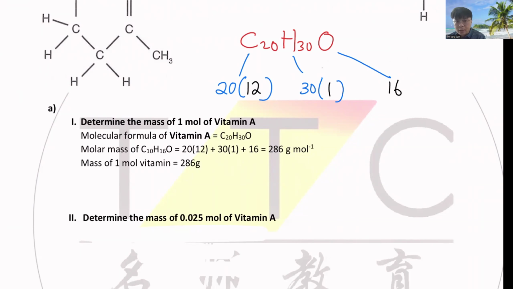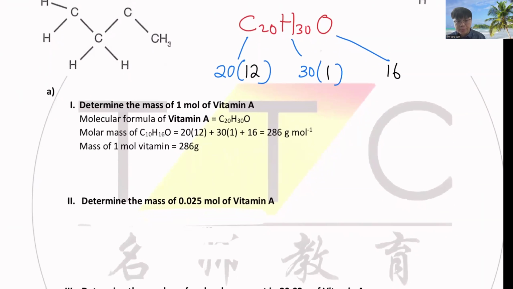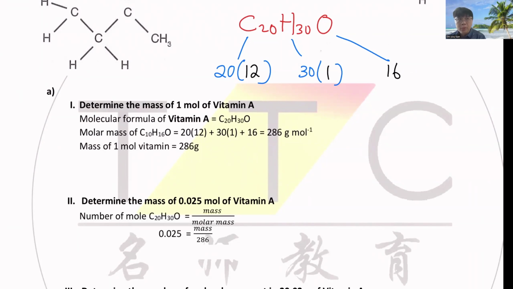Now today we complete all the calculation parts, all the tough calculations from the school's past year. All this is school past year. Okay, determine the mass. So similarly, you want to find mass, use the mass formula, then put in your number of moles. So the number of moles is 0.025.